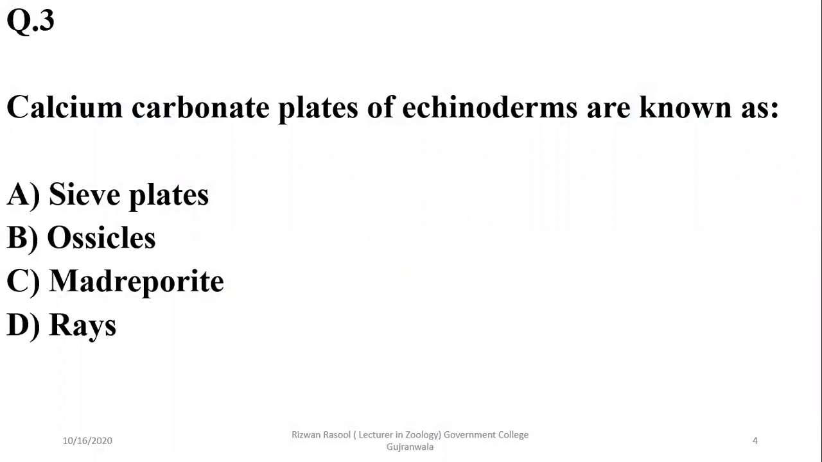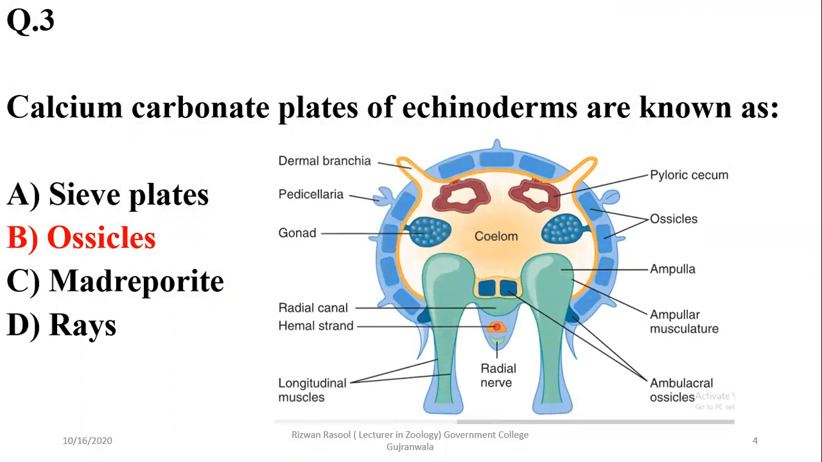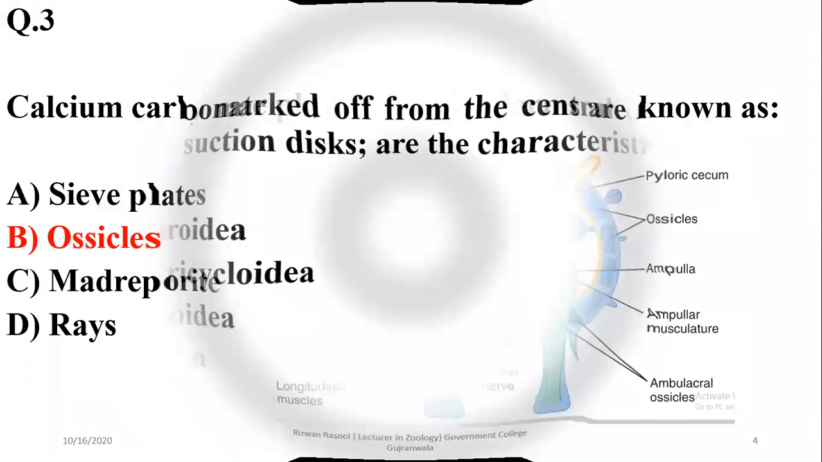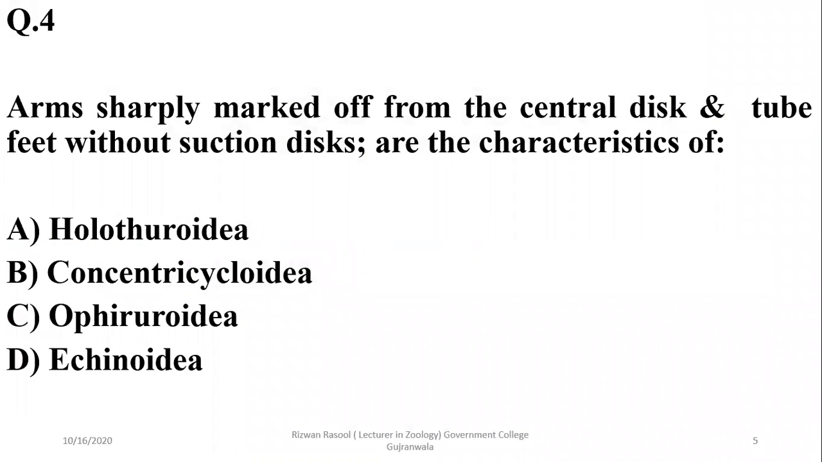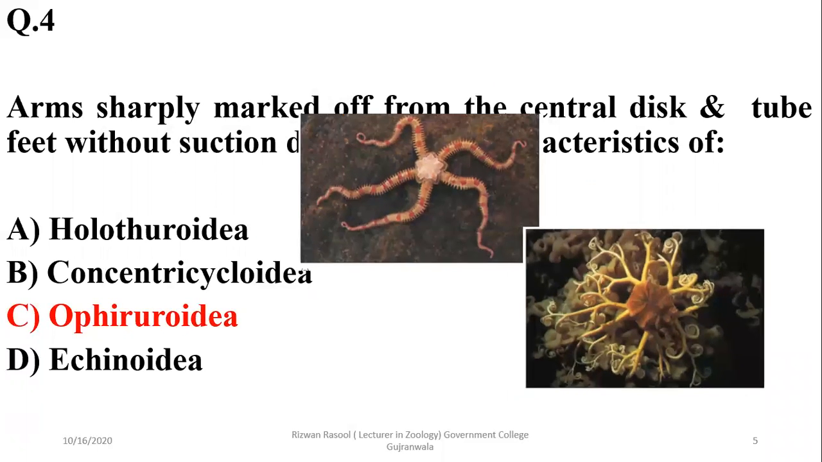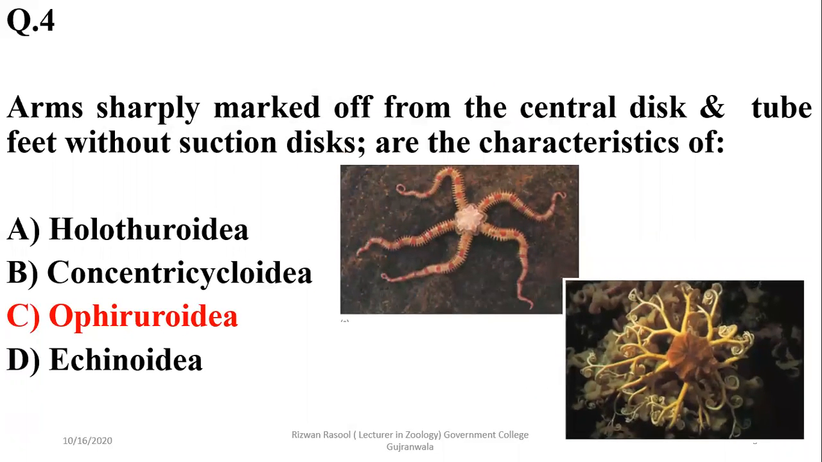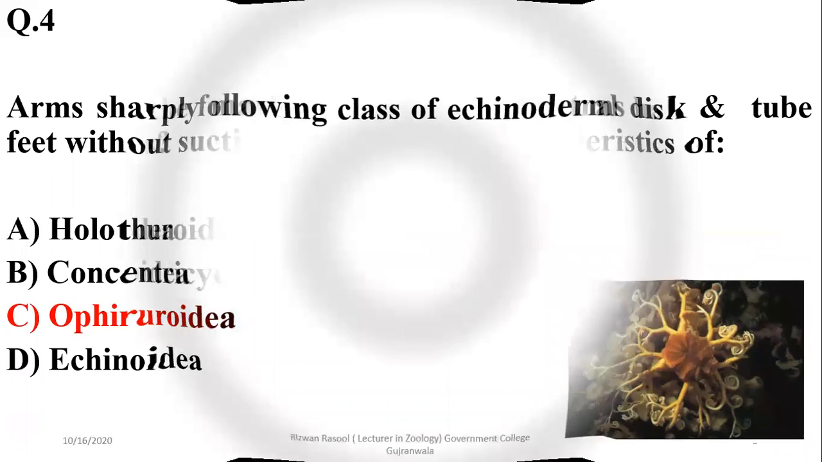Calcium carbonate plates of echinoderms are known as ossicles, and they are observed in the cross-section of their tubular arms. So the right option will be beta. Arms sharply marked off from the central disc and tube feet without suction disc are the characteristics of class Ophiuroidea, and this includes brittle stars, and you know that basket star is included in it. So the right option is Charlie.